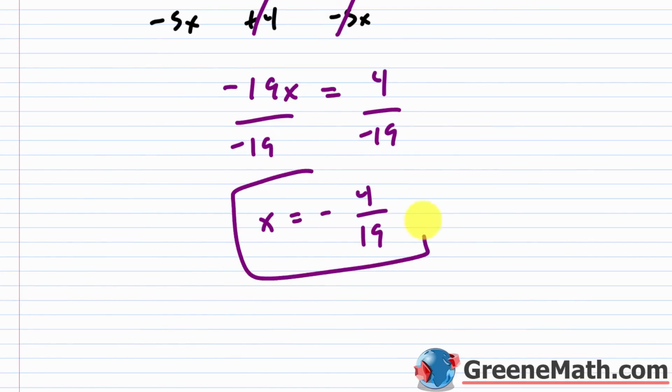Now for this guy right here, this tells us we have a conditional equation, right? It's true under the condition that x equals this negative 4/19. So let's go ahead and put this as conditional.